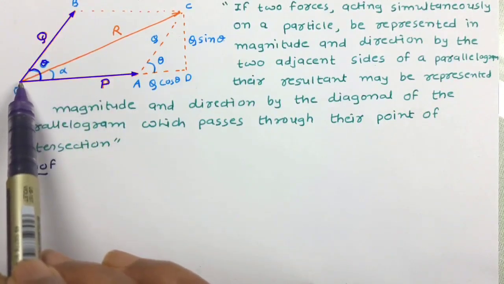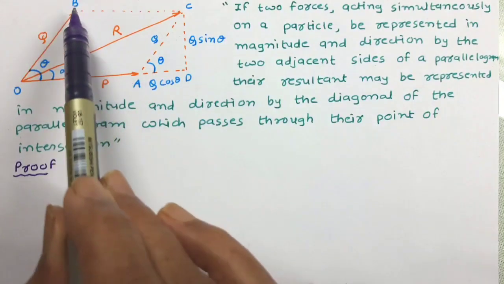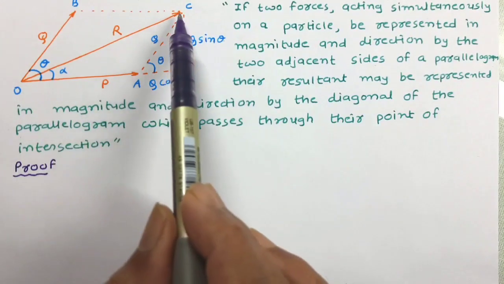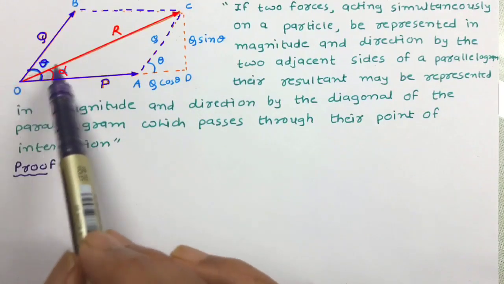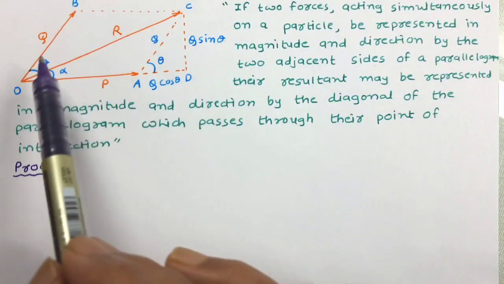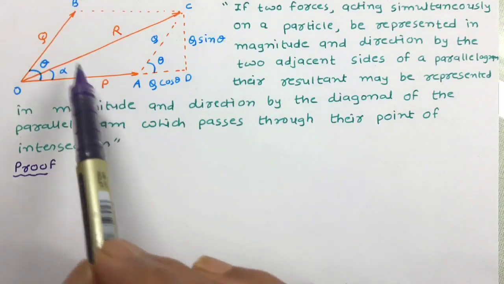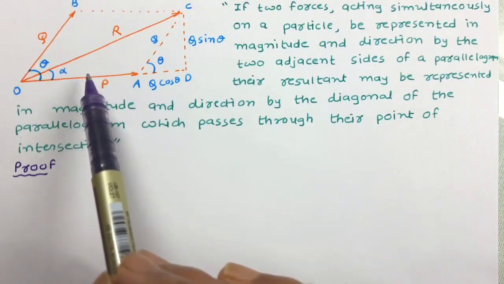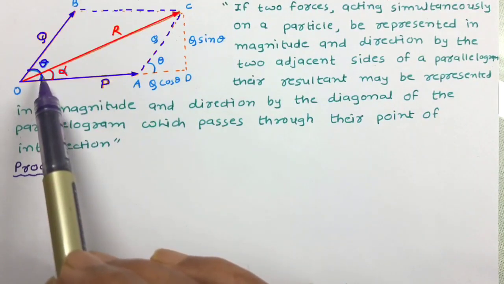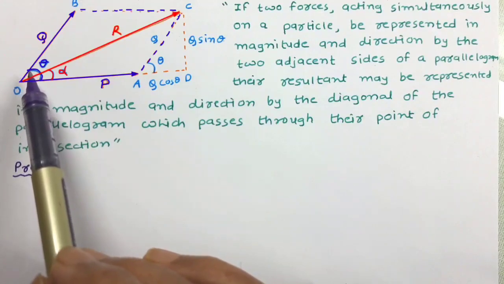So we have drawn a line parallel to P and a line parallel to Q to complete the parallelogram. Now we have drawn the diagonal R, which is passing through the intersection of P and Q, which is the resultant of P and Q. Theta is equal to the angle between P and Q.